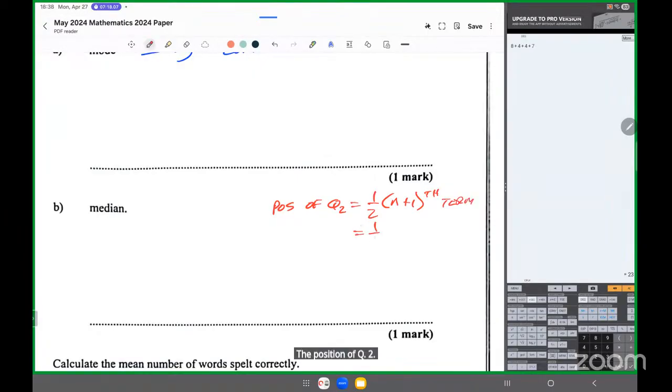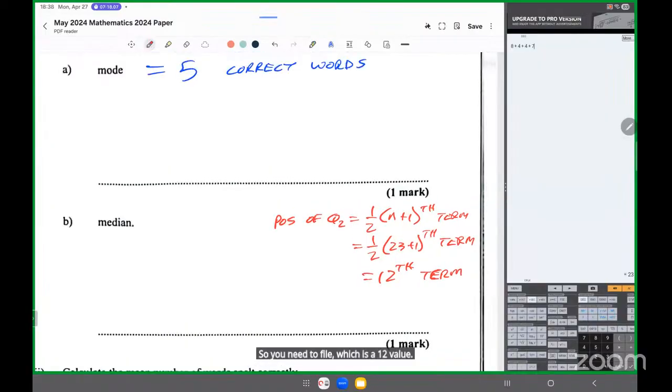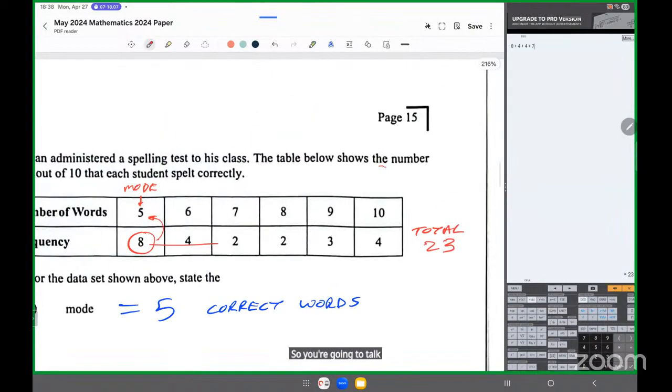That becomes half of 23 plus 1 term. That's half of 24. That is the 12th term, the same 12th term that I looked at a while ago. So you need to find out which is the 12th value. So you're going to come up here now and start to add up the values.